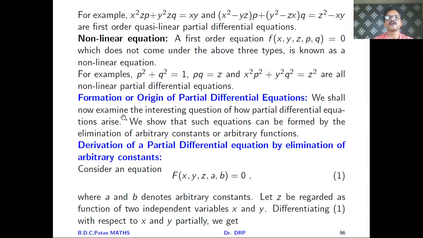Under it, we shall now examine the interesting question of how partial differential equations arise. We show that such equations can be formed by elimination of arbitrary constants or arbitrary functions. So friends, remember one thing: we can form a partial differential equation by the elimination of arbitrary constants or by the elimination of arbitrary functions. First, we see the derivation of a partial differential equation by elimination of arbitrary constants, and in today's lecture we will discuss the examples based on it.